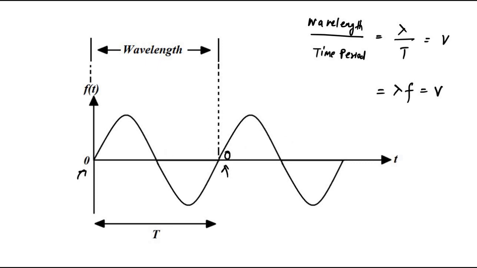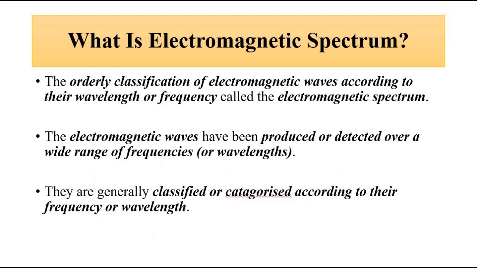So we have discussed amplitude, frequency, time period, phase, wavelength and velocity. Now the main topic, which is electromagnetic spectrum. Why I discussed all this?